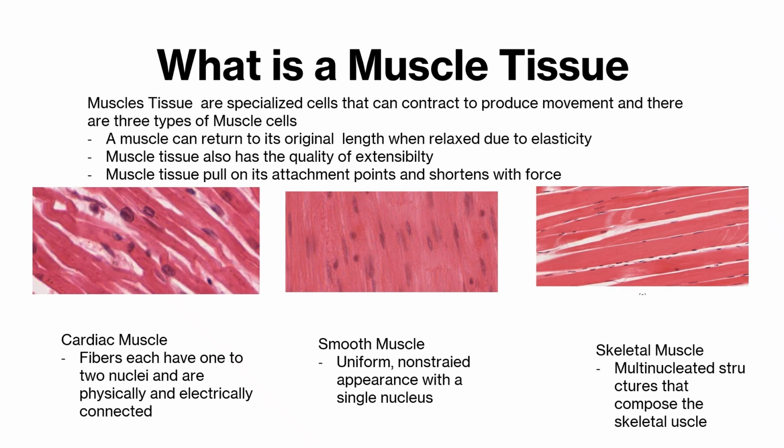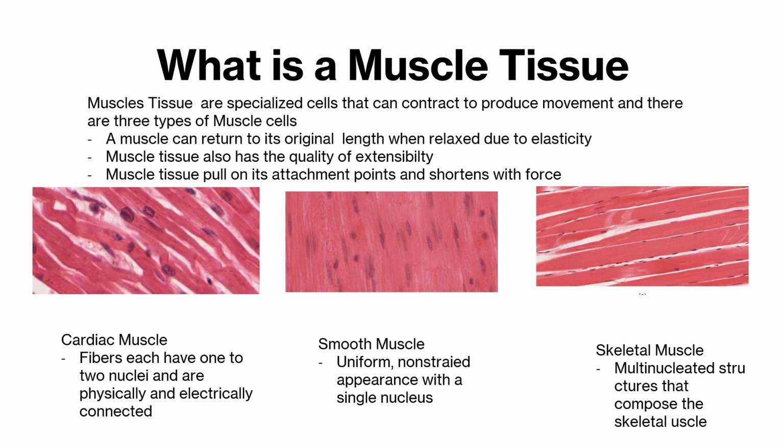The second we have is smooth muscle cells, which are located in the walls of our organs, like our stomach or our blood vessels. It is involuntary control that helps move substances through the body. It has a uniform, non-striated appearance with a single nucleus. Lastly is skeletal muscle cells, which are attached to our bones and are voluntary, so we can control them, which helps move our body parts. It's multinucleated structures that compose the skeletal muscles.